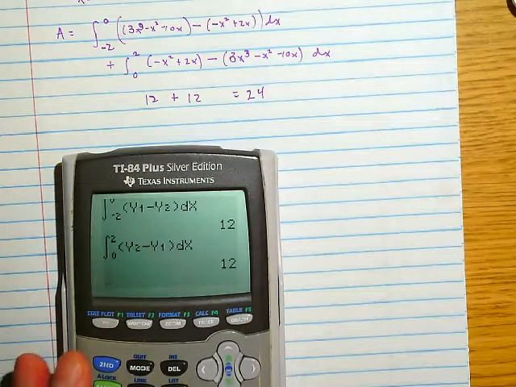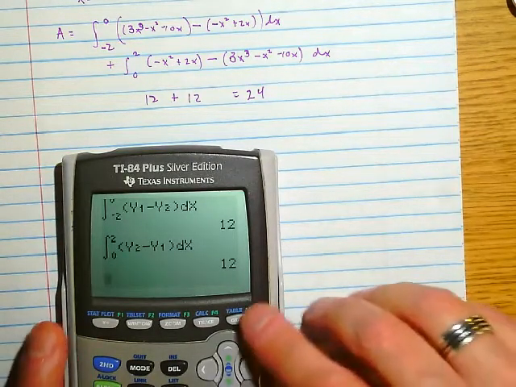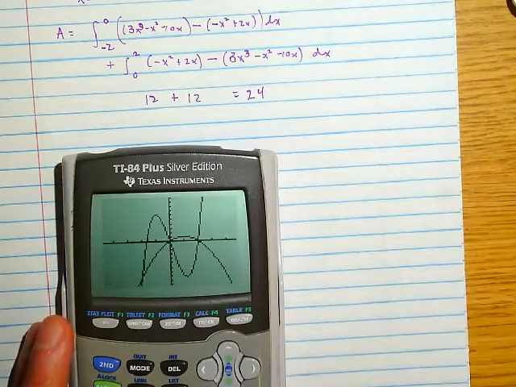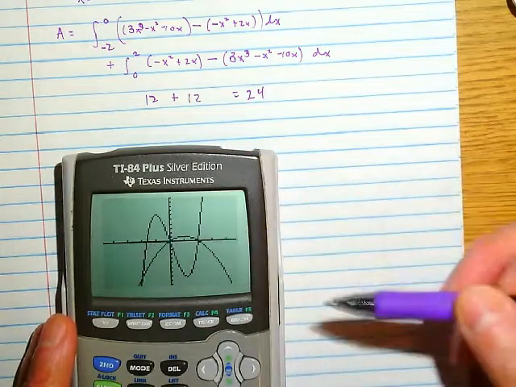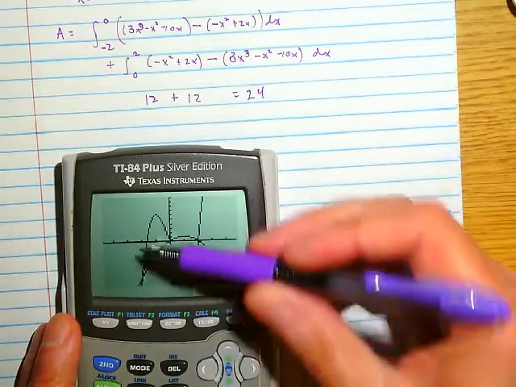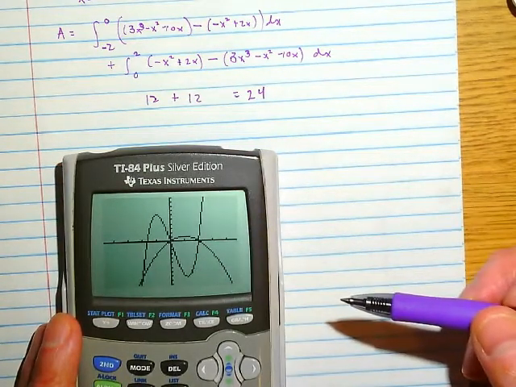Okay? And that is the same answer that I got by hand. Let's look at our graphs again. Would you believe that, yep, indeed, this area here plus this area here, those are both equal areas, would be 12 plus 12 is 24.